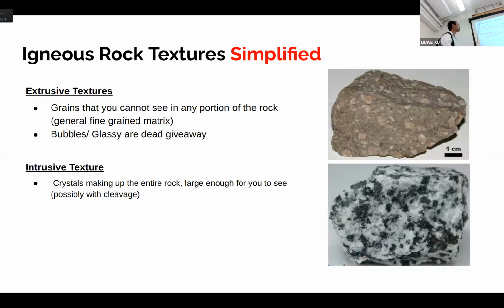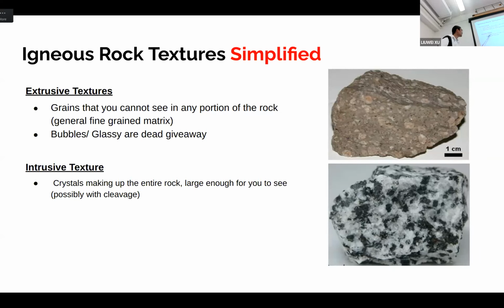Here is the simplified version of the texture. For extrusive texture, you cannot see the grains in any portion of the rock. These points are the impurities of the rock, not the bulk of the rock itself. And sometimes there are very special textures like bubbles and glassy.